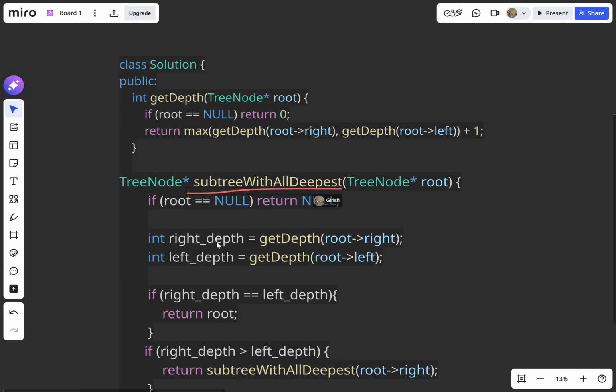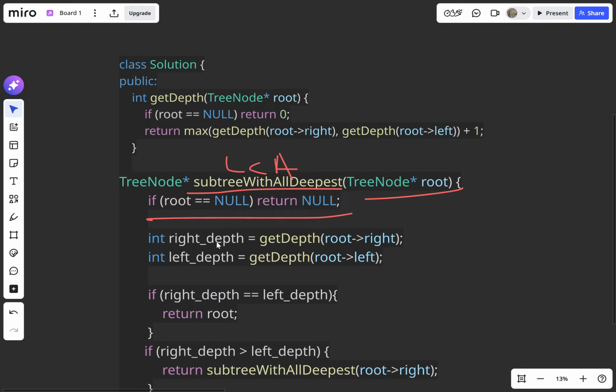Okay, let's see our solution now. So get the depth tree node at a tree root. The subtree with all deepest nodes, or we can say the lowest common ancestor code, containing the root which is given to us. Now we are applying the recursion into the subtree with all deepest function only.